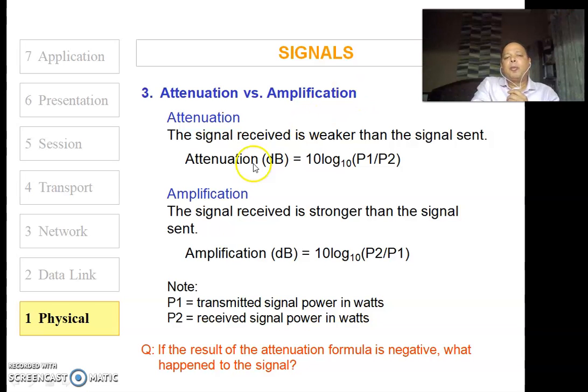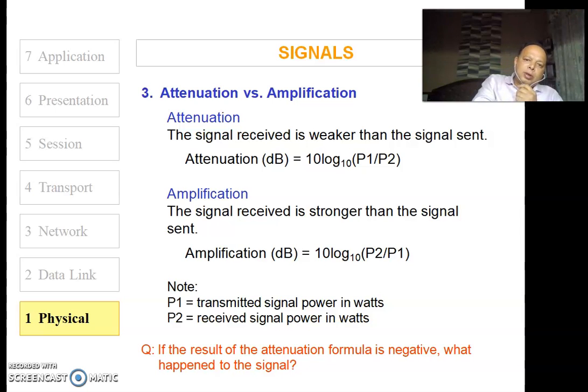So you can see this formula for the attenuation, which is very useful for designing the repeaters in the physical layer. So it's 10 log P1 by P2, to the base 10, where P1 stands for transmitted signal power in watts and P2 is the received signal power in watts.